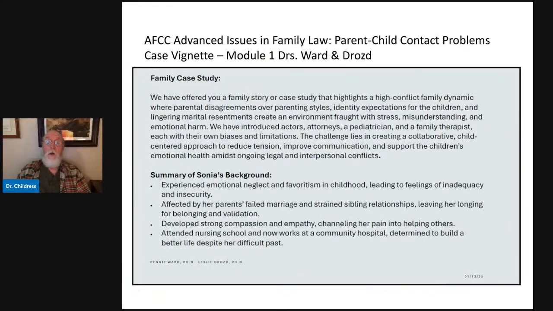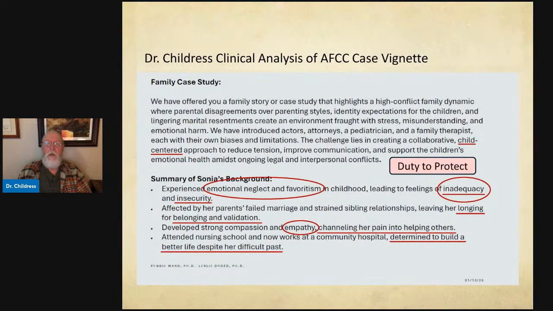Then they go on to present the summary of Sonia's background. Mom experienced emotional neglect and favoritism in childhood, leading to feelings of inadequacy and insecurity, affected by her parents' failed marriage and strained sibling relationships, leaving her longing for belonging and validation. She developed strong compassion and empathy, channeling her pain into helping others, attended nursing school, and now works in a community hospital, determined to build a better life despite her difficult past. So let's take a look at mom's background here.